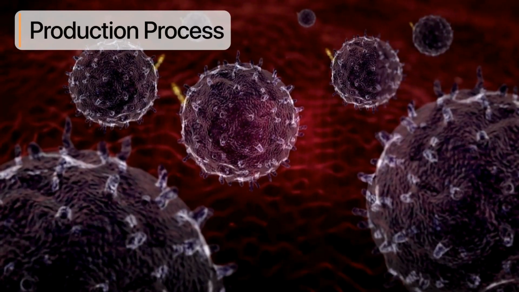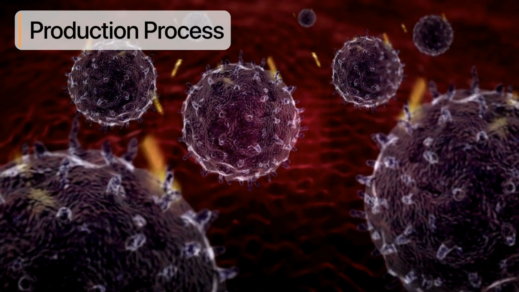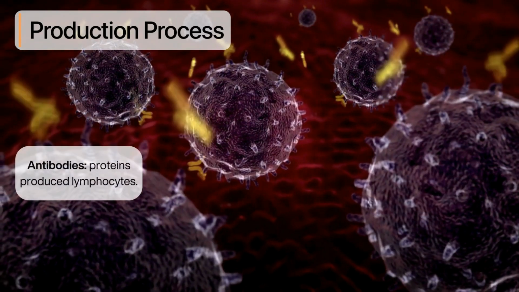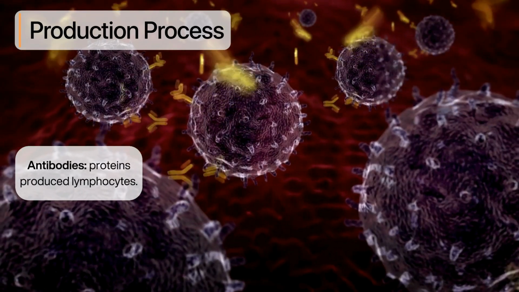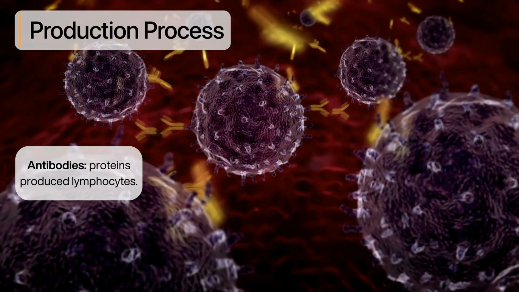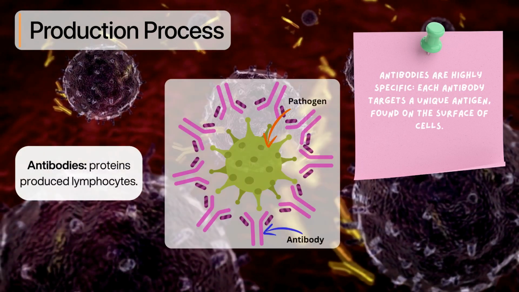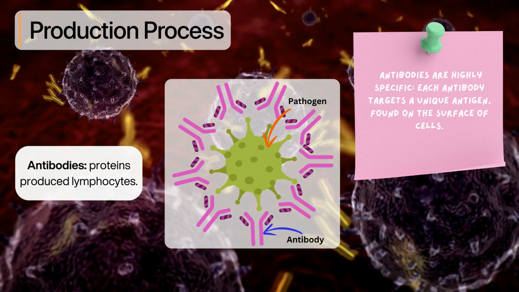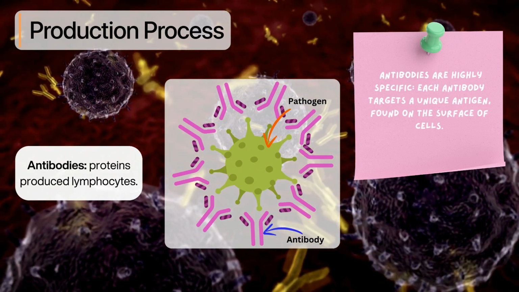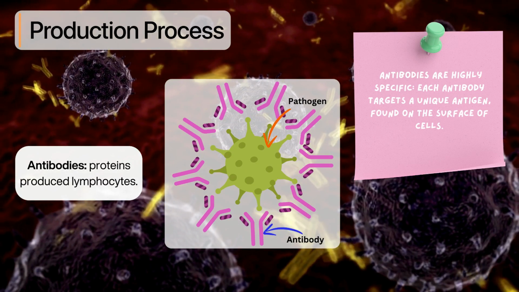To start, let's recap the basics about antibodies. Antibodies are proteins that are produced by a type of white blood cell, known as a lymphocyte. Lymphocytes are highly specific, meaning that each antibody targets a unique antigen found on the surfaces of cells. This specificity is what makes antibodies so useful for targeting disease.